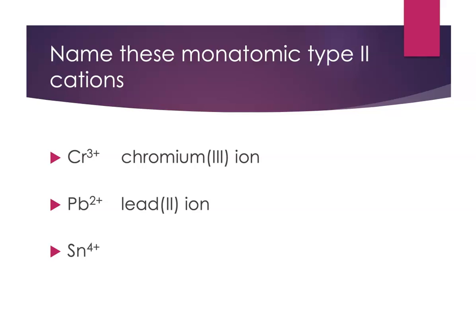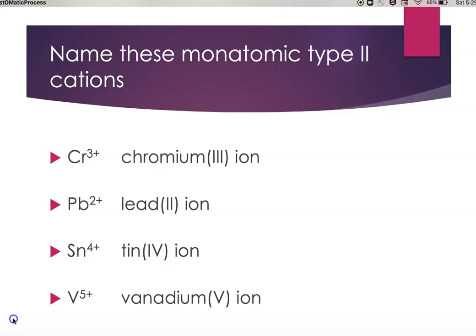Sn4+ is the tin 4 ion. So even though lead and tin are in the p block, the main block, they actually behave as transition metals and form more than one charge, so they're type 2 cations. And V5+, that would be vanadium 5. So we can have all different kinds of ions here.